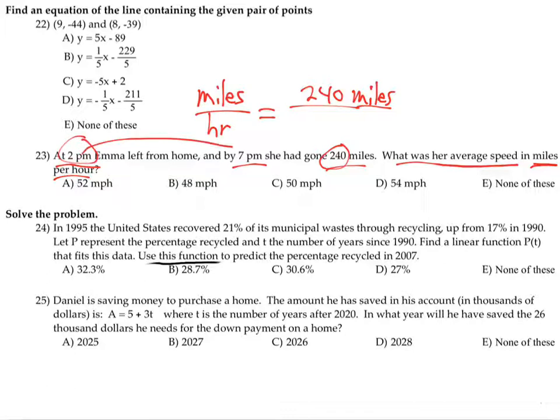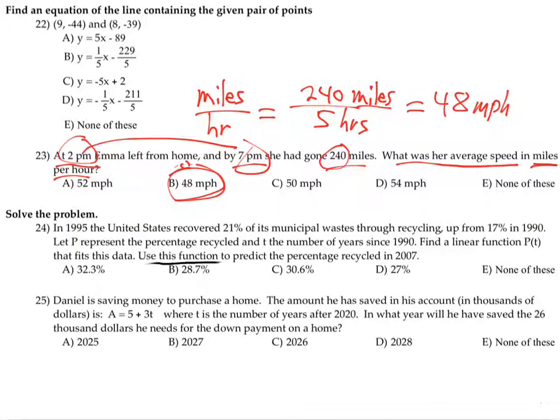From 2 p.m. to 7 p.m. So that's 5 hours. Divide that on your calculator, you get 48 miles per hour. It's like she was covering 48 miles every hour. On average, her speed was 48 miles per hour.